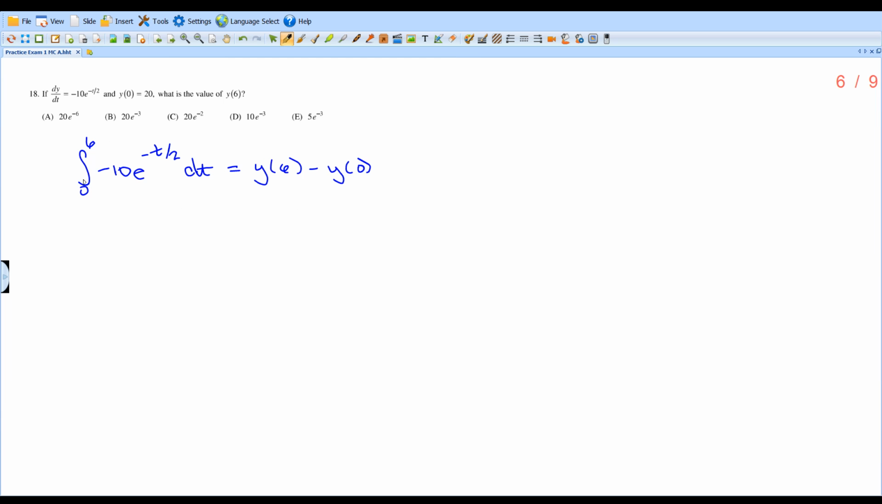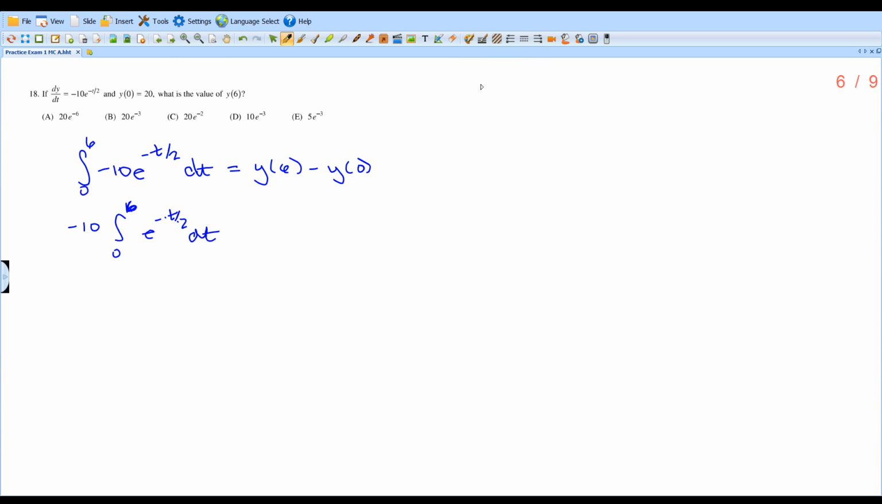I'm going to take this negative 10 out. So I get negative 10, the integral from 0 to 6 of e to the negative t halves dt. This is a 6, not a 16. And then what I'm going to have to do here is u substitute.